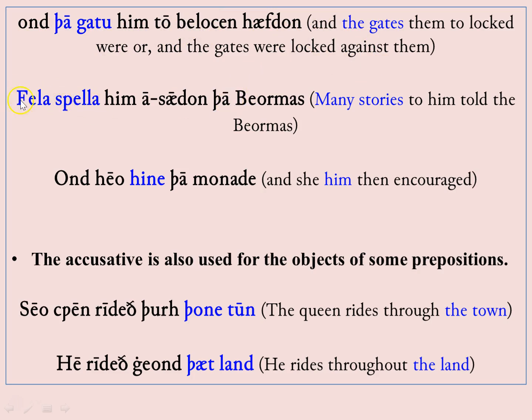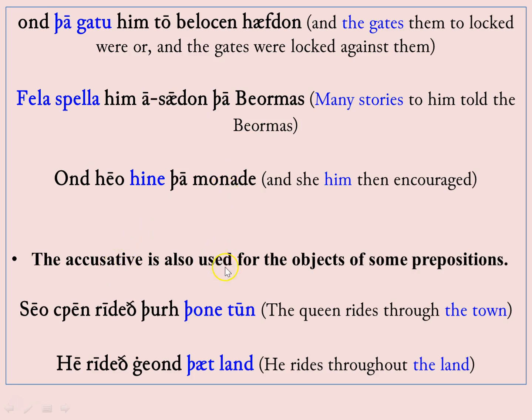Fella Sapella again, that's in the accusative. Him Arsadon Tha Beormas. Many stories to him told the Beormas, the group of people. So Fella Sapella, that tells you it is the object of this verb here, Arsadon. All right. And then him is in the dative here, is connected with the action. It's the recipient of all this action. On heo hina tha monade, as we saw earlier, him, hina, is in the accusative, and so when you translate it, it translates to him. So he's the object of this encouragement, this verb here, monade.